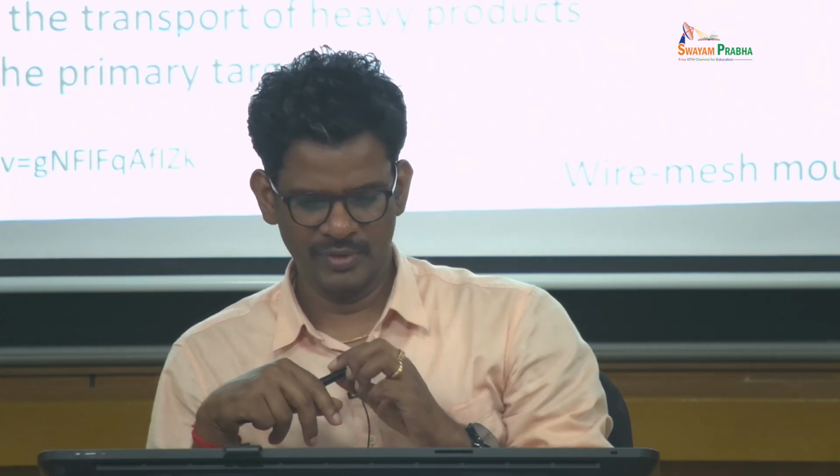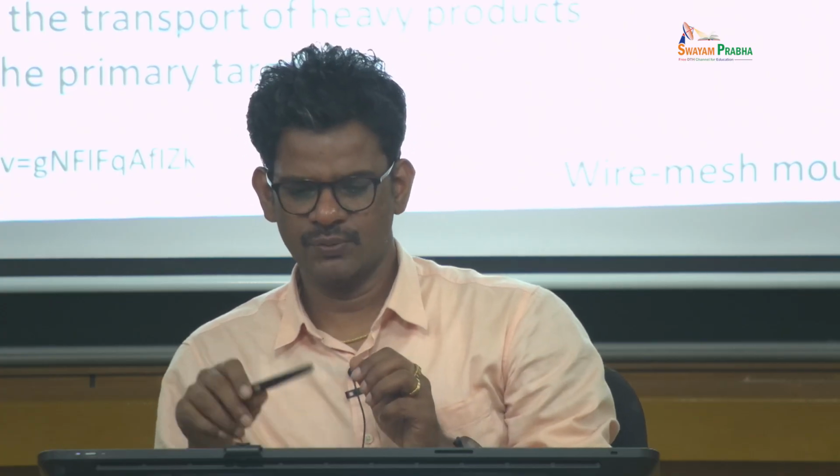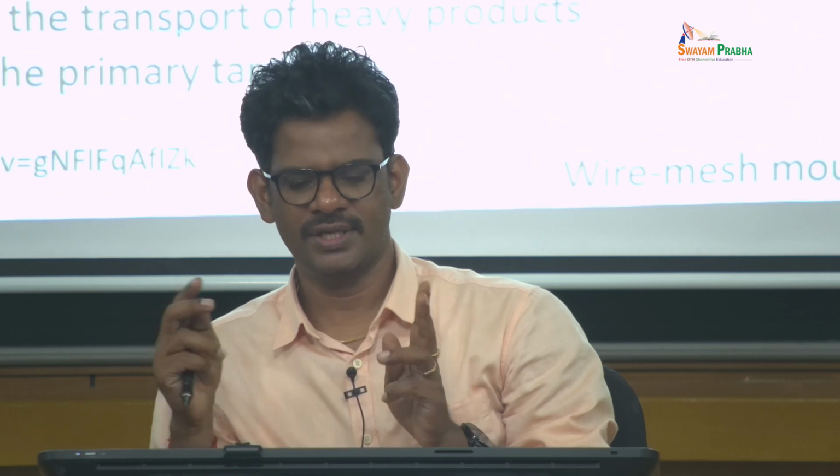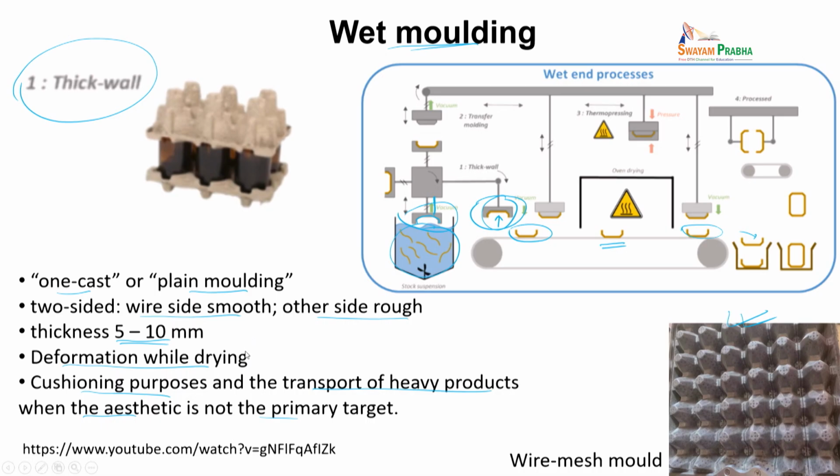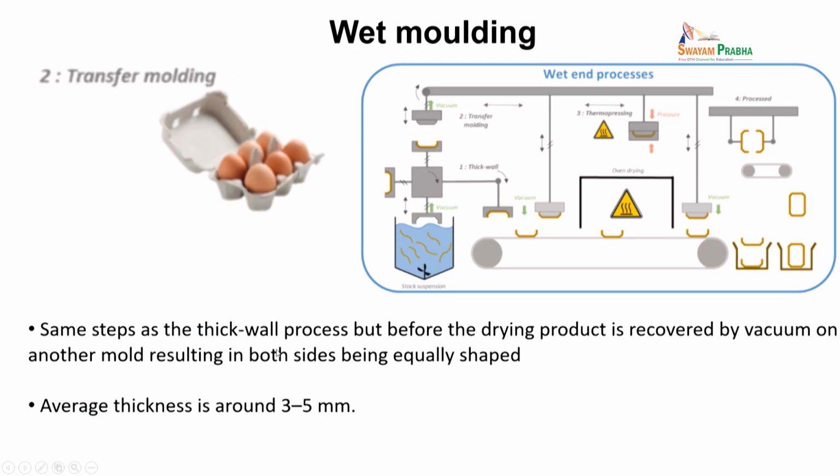Now the major issue with this approach is that there are two things. One is you're going to use a lot of water. Time to time you have to change this water, you have to treat water, and water could be a big resource. The second thing is you have to evaporate water once the mold is completed, so you have to put a lot of energy to vaporize water. So these are the two things that we have to keep in mind in this process. So this is the thick-walled wet molding.